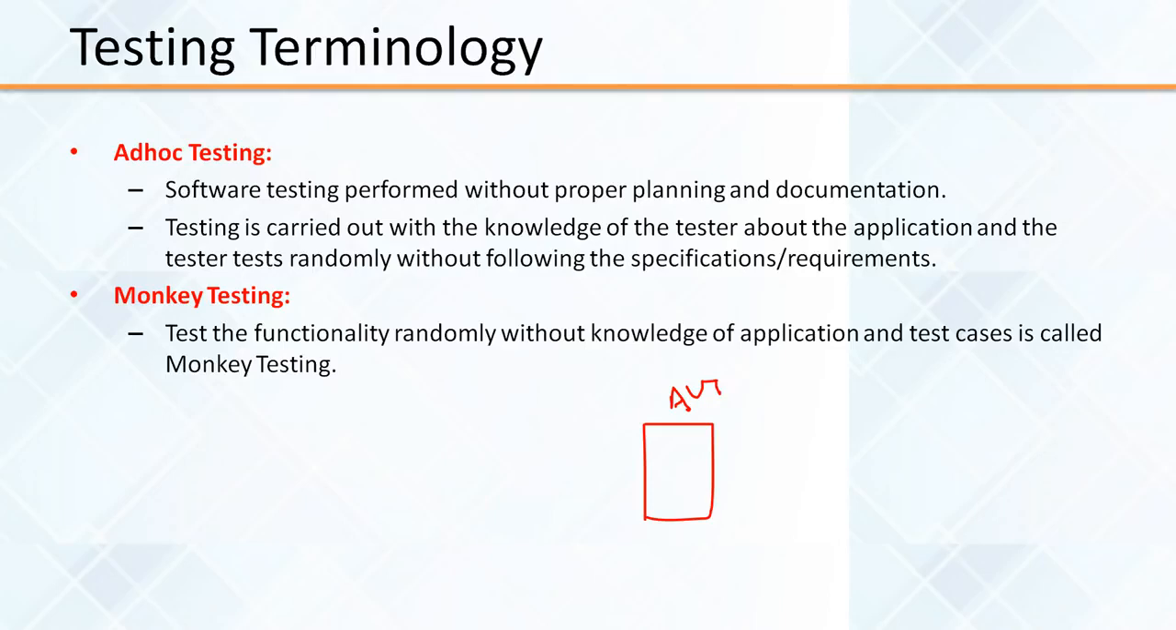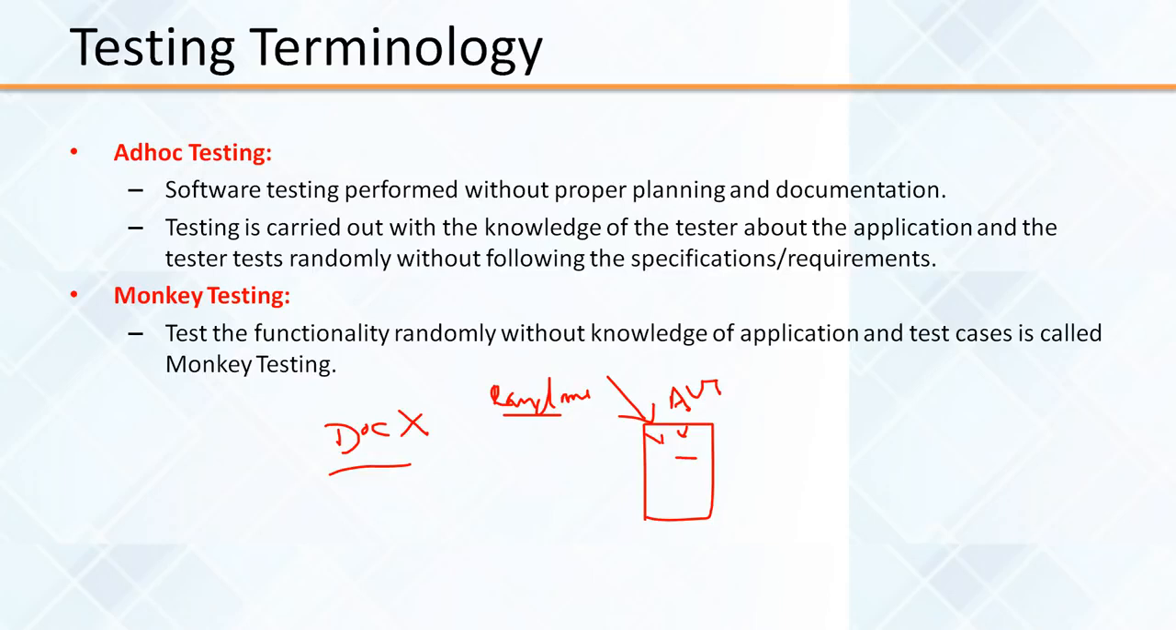But in ad hoc and monkey testing, in both types of testing, you will perform random testing of the application. That's called random testing, so this word is important. It tests the functionality of the application randomly, because here we don't have any documentation. That means we don't have any test cases. We don't have any document, but we have an application ready, and without any documentation, we will test the functionality randomly. That is basically called ad hoc testing.